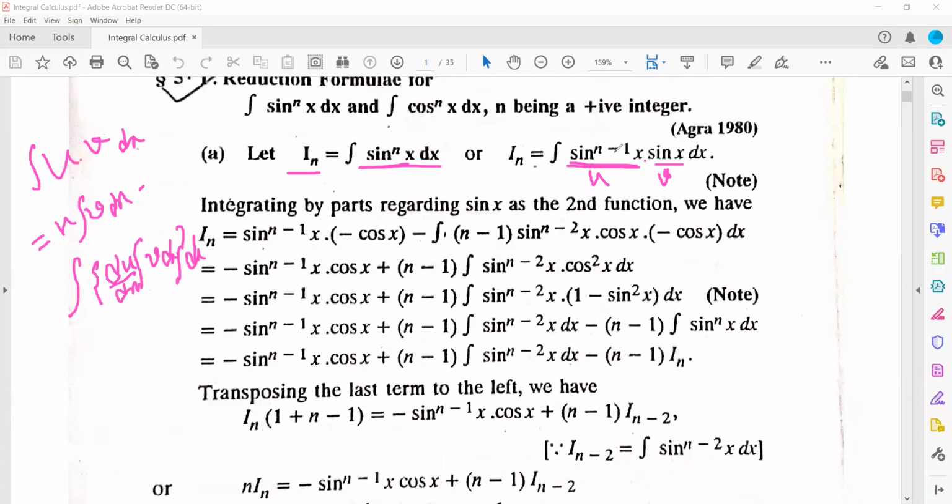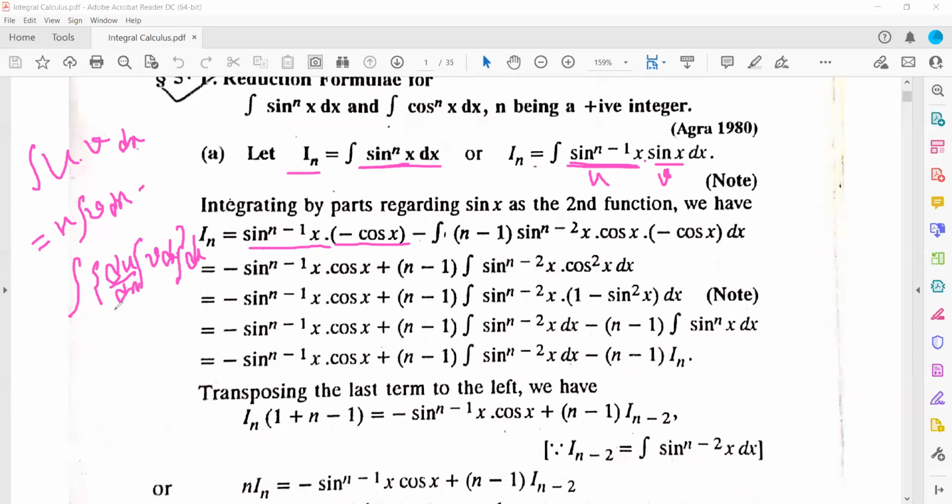Yes, sir. So now see here. First, u is fixed. Then the integration of sin x, that is integration of v. What is the integration of sin x? That is minus cos x, so I have written it directly. So u times minus cos x. Then minus integration.